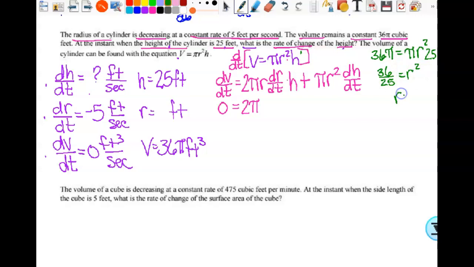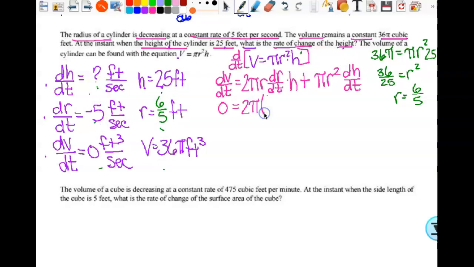So what is r? 6 over 5. Officially, it's plus or minus 6 over 5, right? But would a negative radius make sense? No. So just don't forget that it's plus or minus. So 6/5. So see, I still have that blank there, but now everything is filled in except for what I'm actually looking for. So now I can come back over here.